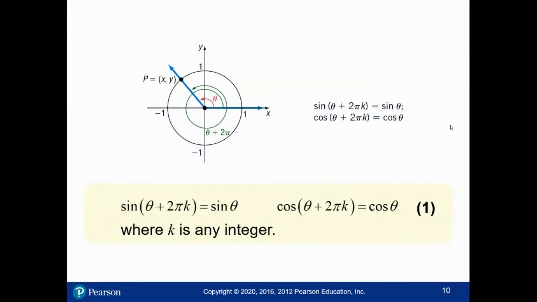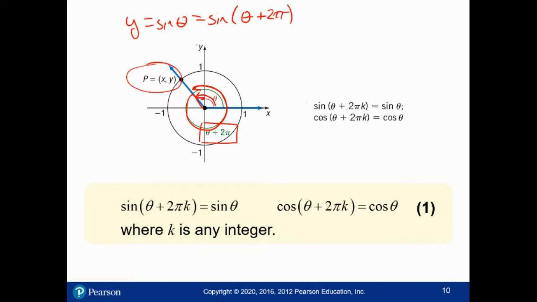So one thing to observe is that suppose I have marked off this point by doing an angle of theta. So y is the sine of theta. But now suppose you do the same angle theta, but then you go around an extra 2 pi. So my angle is now theta plus 2 pi. I'm at the same point, so this is also the y-coordinate associated to the angle of theta plus 2 pi.